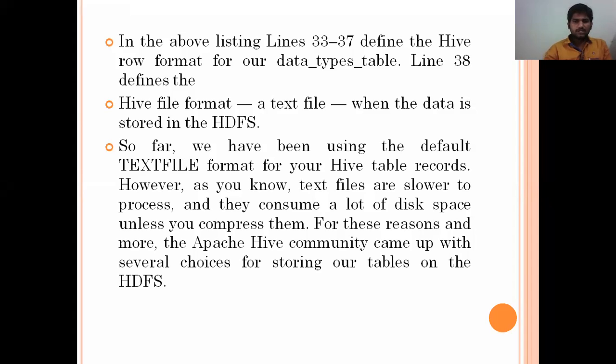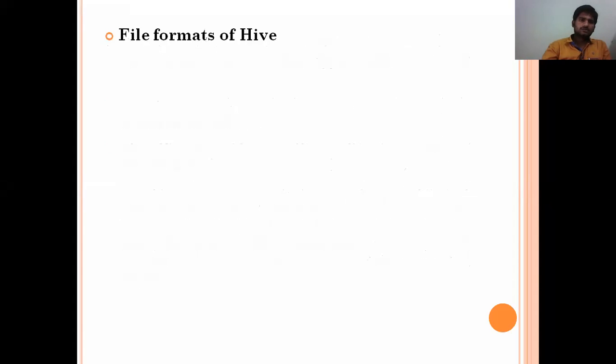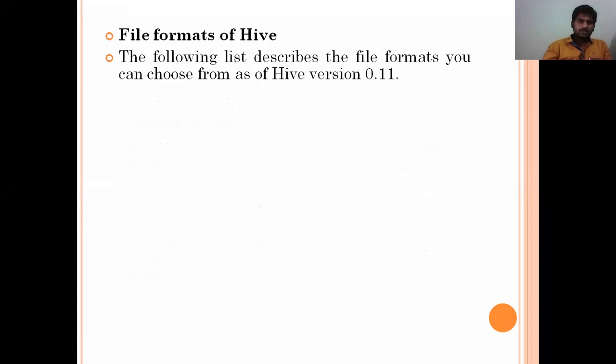For this reason and more, the Apache Hive community came up with several choices for storing tables on HDFS. So for this we are going through the various ways of storing on Hadoop. Apache file formats are there, different formats are there. So what are the formats? The following list describes the formats which we can use in Hive version 0.11.